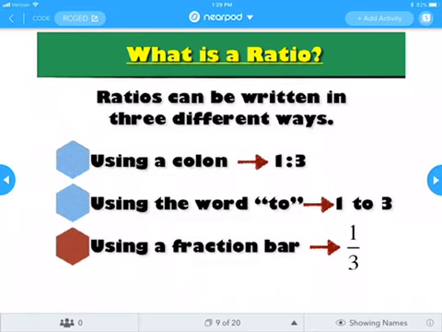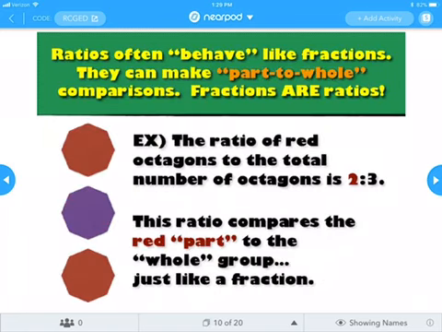So I want you to think, if we're able to use a fraction bar, what does that mean fractions are? If you were going to say that fractions are ratios, you would be completely correct, because ratios often behave like fractions because you can make them a part to whole comparison. In that sense, fractions are ratios. Here's an example right here. It says the ratio of red octagons to the total number of octagons would be 2 to 3, because there are 2 red, that is the part, and the whole group is 3. That makes this particular ratio like a fraction.